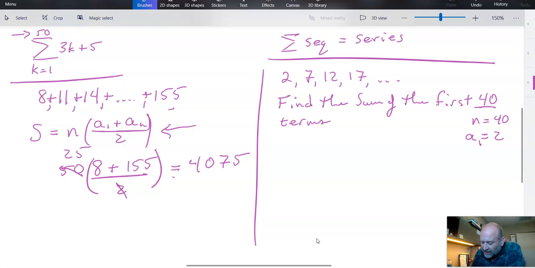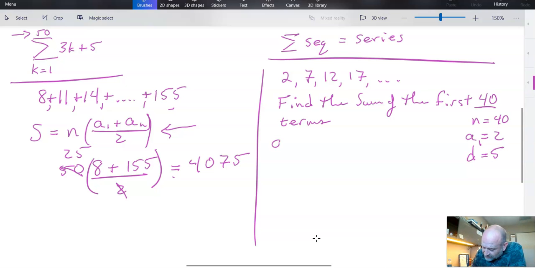And so I'm just going to check. Let's see. 7 minus 2 is 5. Okay, so that's a difference. 12 minus 7 is 5. So that's the same difference. 17 minus 12 is 5. So we have a common difference of 5. So d is equal to 5.